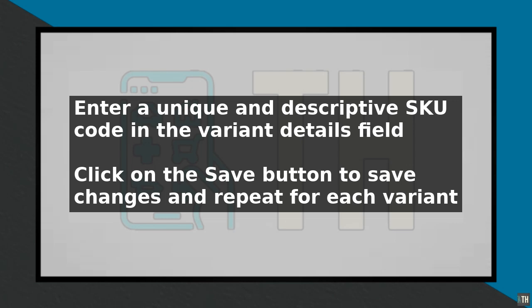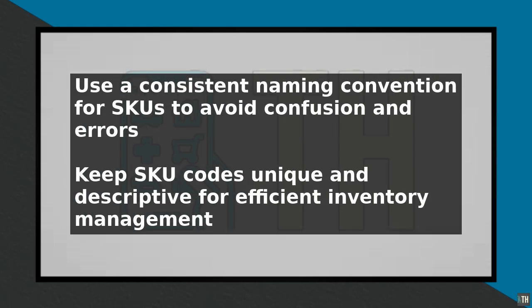Repeat this process for each product variant to ensure all your products have a unique SKU code. It is essential to use a consistent naming convention for your SKUs to avoid confusion and make it easier to track your inventory. Adding a SKU to your Shopify products is crucial for efficient inventory management and sales tracking.